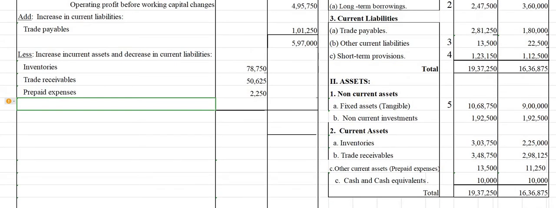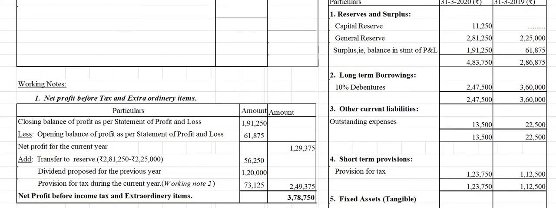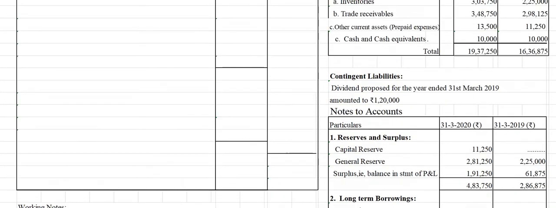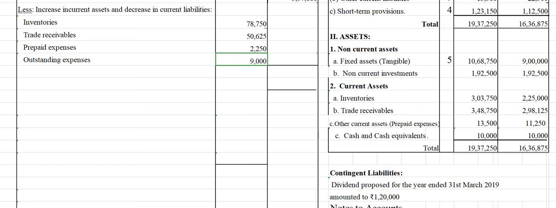Then, all the current assets we have written. Now other current liabilities: is it increasing or decreasing? Here it is showing a decrease, so let us see its notes to account. Other current liabilities, outstanding expenses, is decreasing from 22,500 to 13,500. So we write outstanding expenses: 9,000 is the amount of decrease.